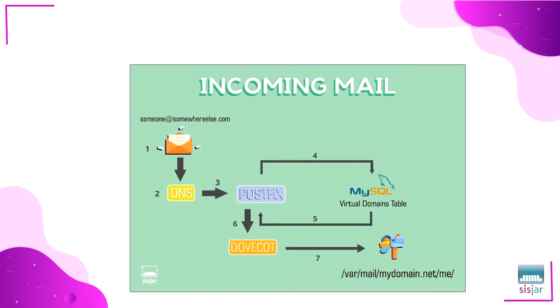It's called MTA. At number 4, postfix will check the database for checking the domain and decide whether to send an email or not. And then number 5, the verified email can be sent by postfix. And then number 6, postfix continues the email to dovecot, and that is called MDA. At the last, number 7, dovecot saves and sends the email to the mailbox.